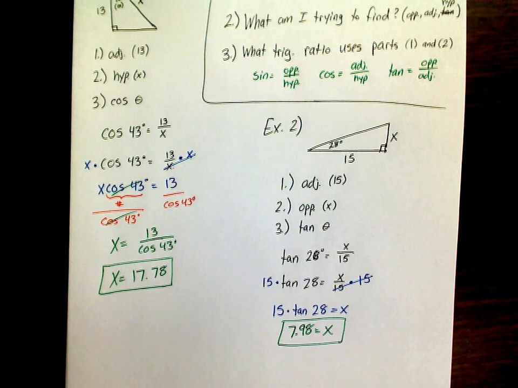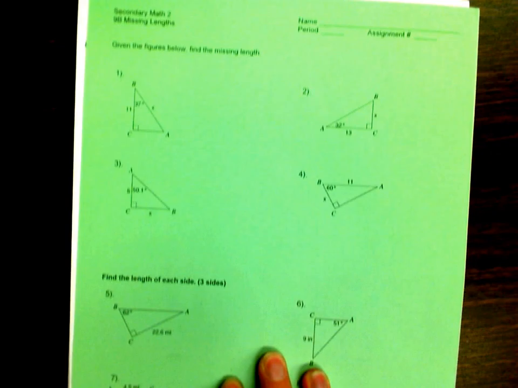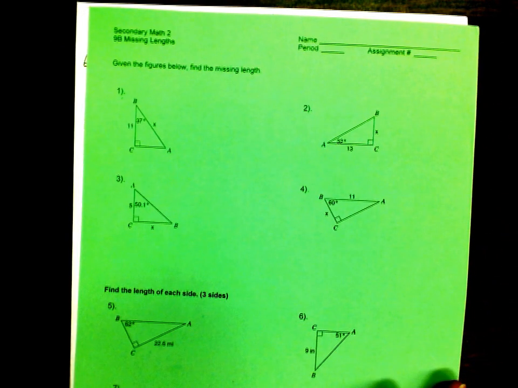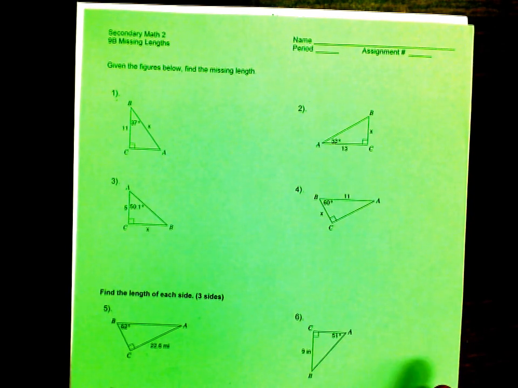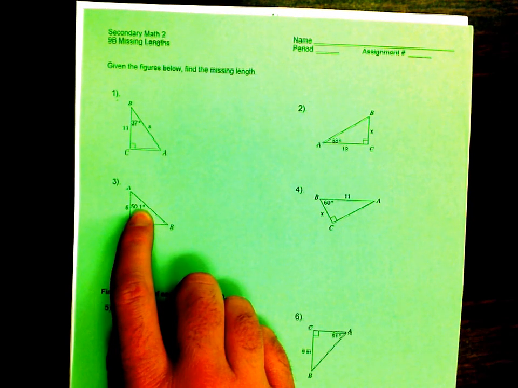Now, on your assignment, which I have right here, the first page is just doing what I already showed you. Okay, it's solving for missing sides. Make sure you remember theta is always the angle they give you, not the right angle. So we don't want to use that.